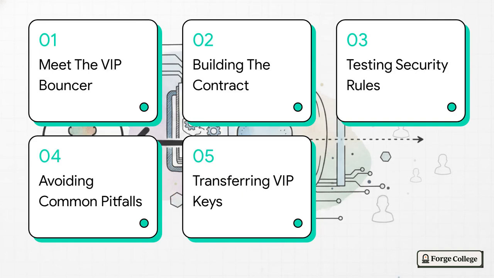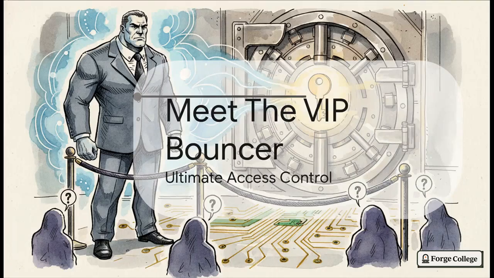Here's our flight plan for locking things down today. First, we'll meet our VIP bouncer. Then we'll actually build the smart contract, test our security rules, learn how to avoid some common pitfalls, and wrap up by transferring the VIP keys. All right, let's jump straight into Section 1.